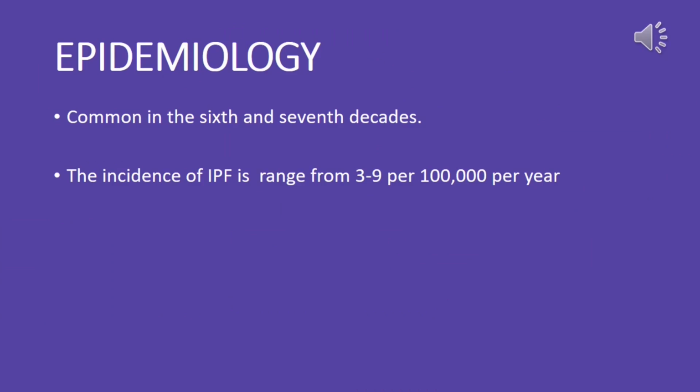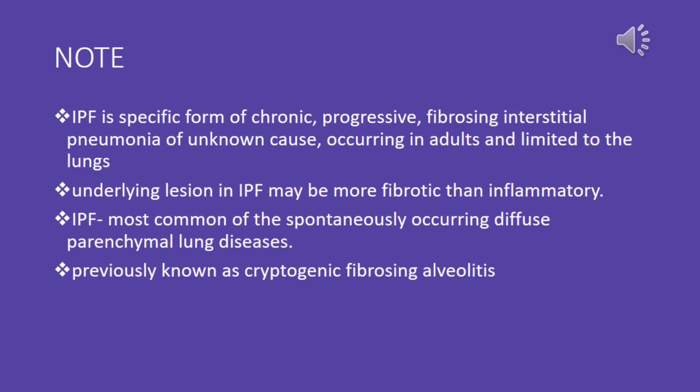Epidemiology. Interstitial pulmonary fibrosis typically affects people in their 6th and 7th decades of life. The incidence ranges from 3 to 9 cases per 100,000 people per year. IPF is a specific form of chronic, progressive, fibrosing interstitial pneumonia of unknown cause, primarily affecting adults and confined to the lungs. The underlying lesion in IPF may exhibit more fibrosis than inflammation. It is the most common spontaneously occurring diffuse parenchymal lung disease and was previously known as cryptogenic fibrosing alveolitis.